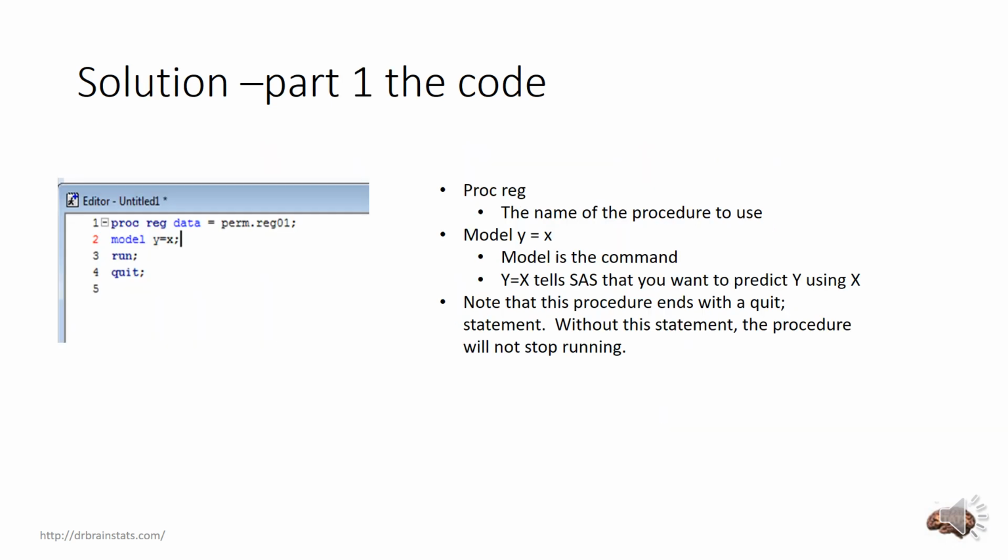I won't be reading out code because I know it's boring. Instead, I will be explaining it. So first of all, we need to see it's got PROC REG. That is the SAS procedure to use. The next is MODEL y = x. The model command y = x tells it you want to predict y using x. And finally, we've got the RUN and QUIT. Without the QUIT statement, the procedure will not stop running.